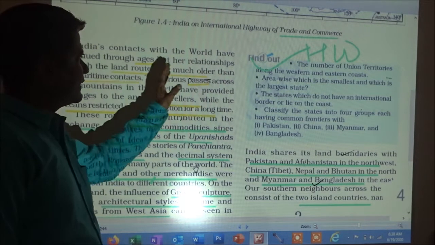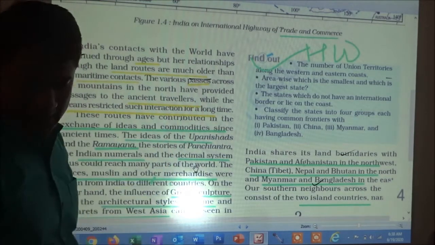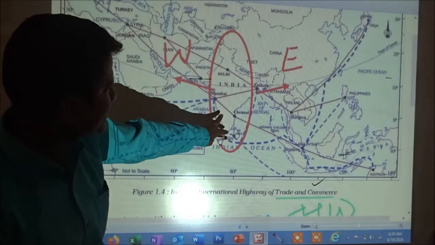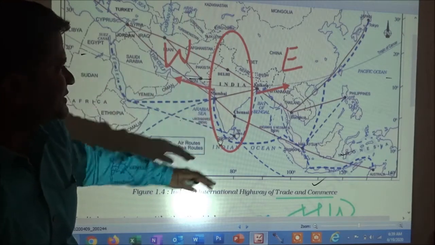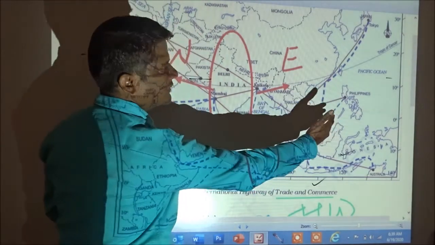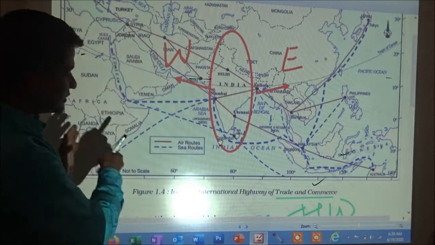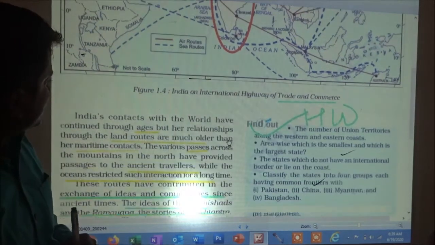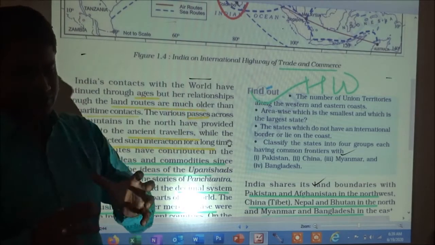So now we will continue with the same topic, India and the world. On the map we have already seen that India, which has a very strategic and important location in Asia, has very good sea route connections not only with East Asiatic countries but also in the west with European and African nations.